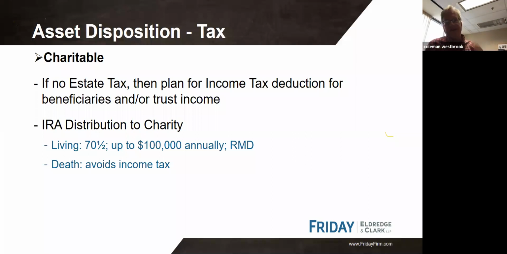For those who are 70 and a half and have an IRA and give things to charity, visit with your broker or whoever manages your IRA, and you're allowed to make gifts directly out of your IRA to charity. And that's almost always a better way to do it than for you to take your required minimum distribution and then make the gifts. So there's a convenient way for you to send money directly out of your IRA to charity.